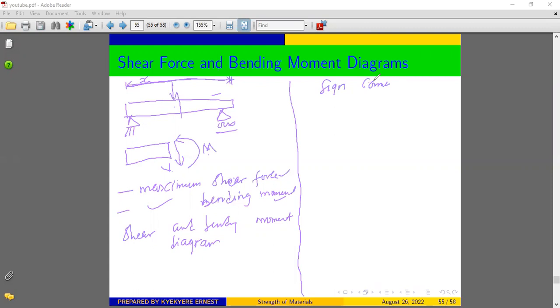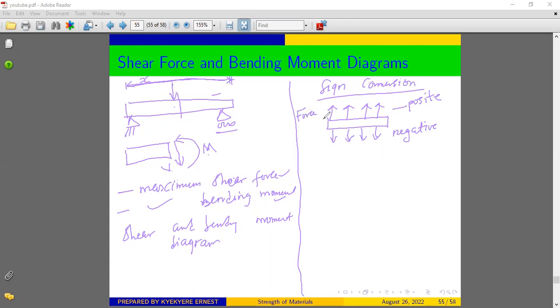Sign convention. We are going to assume that any force which acts upwards is positive. So these forces are acting upwards, it's moving upwards. So such forces are positive. And any force which points downwards is going to be assumed to be negative. So that is for external forces and reactions.